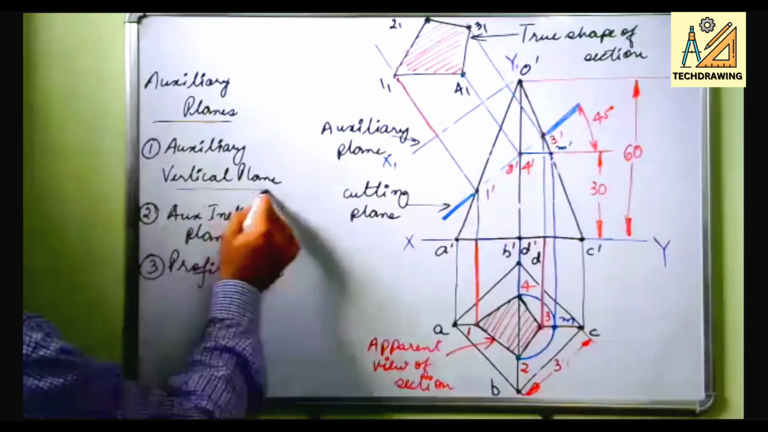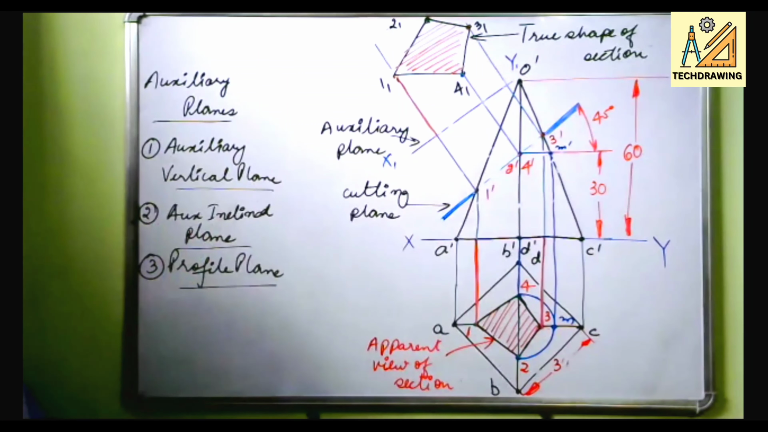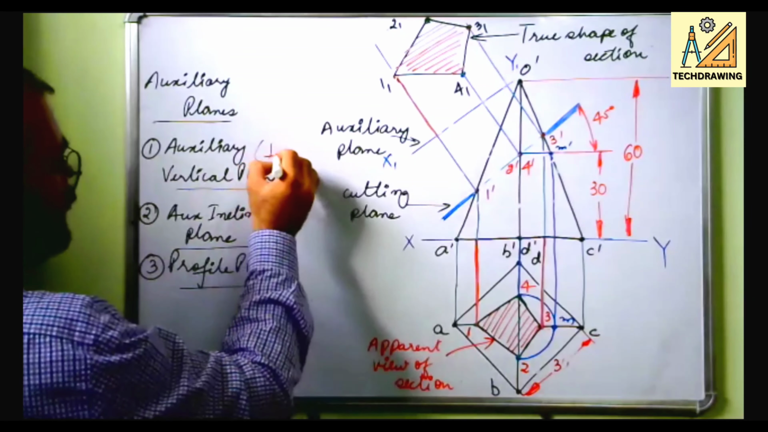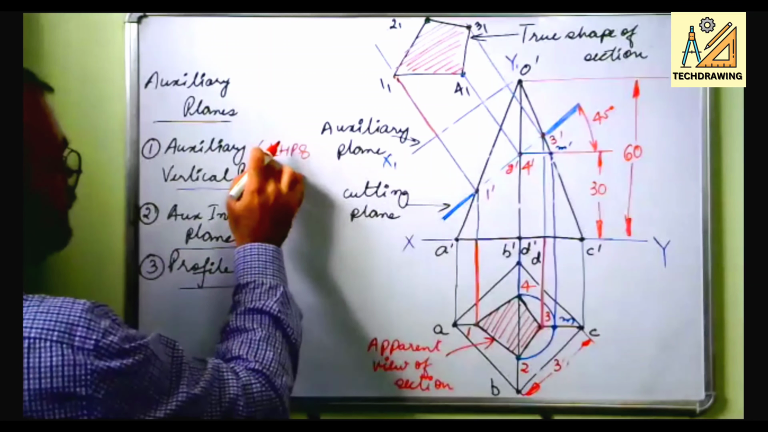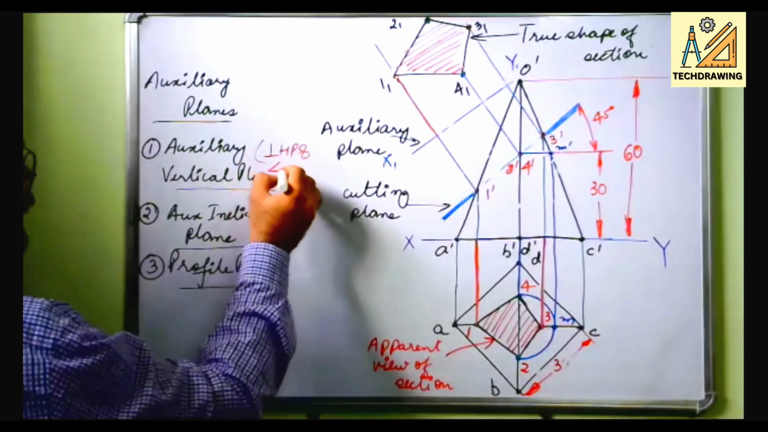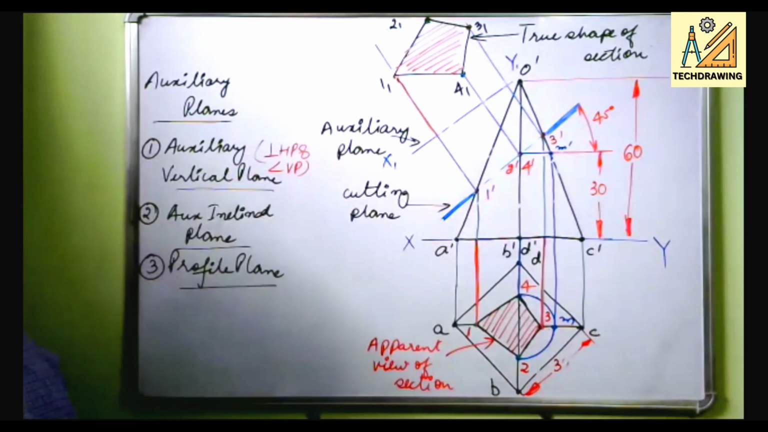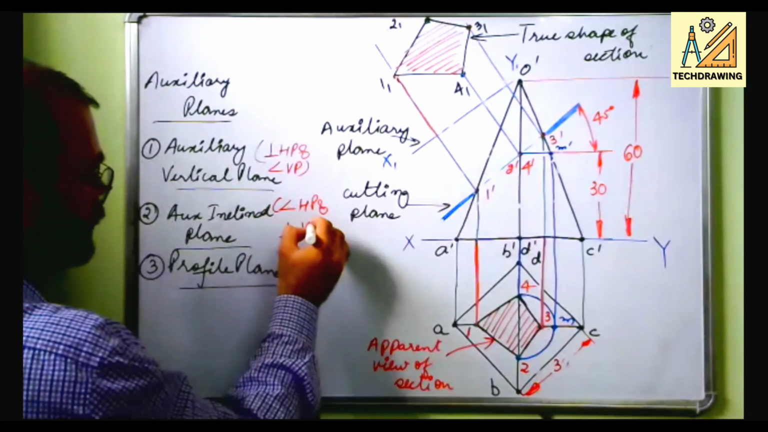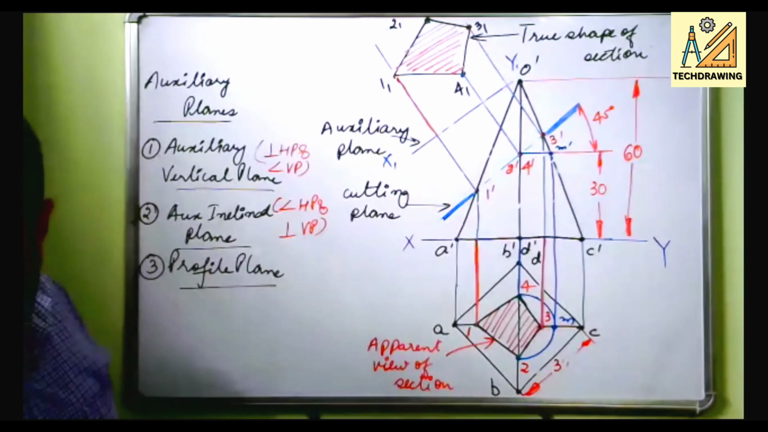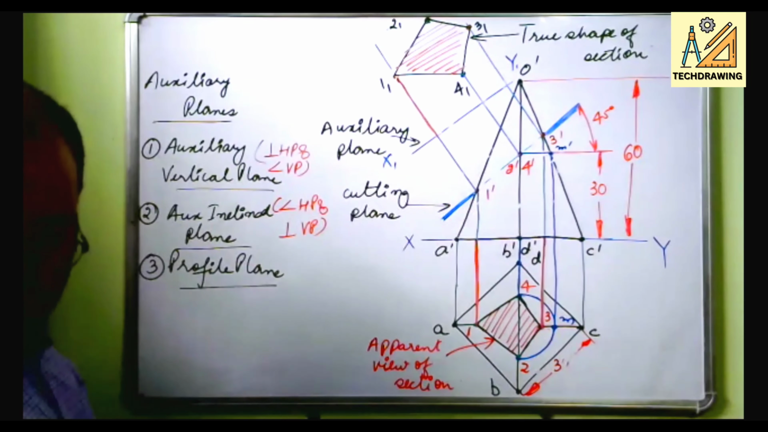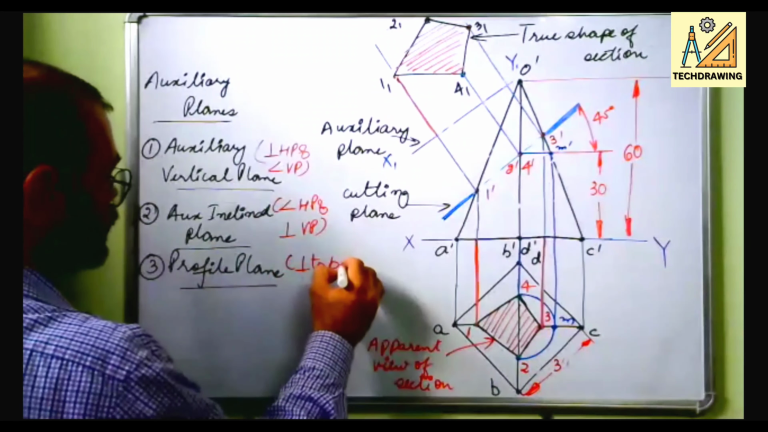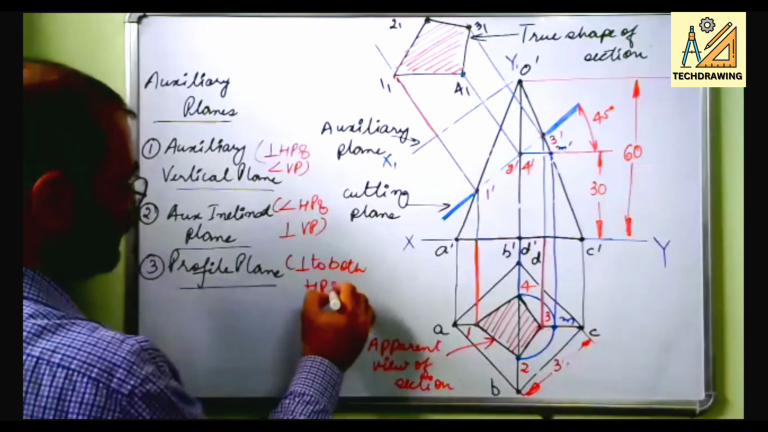So what is an auxiliary vertical plane? An auxiliary vertical plane is when your plane is perpendicular to HP and inclined to VP. Second, an auxiliary inclined plane is when it is inclined to HP and perpendicular to VP. And a profile plane is perpendicular to both HP and VP.